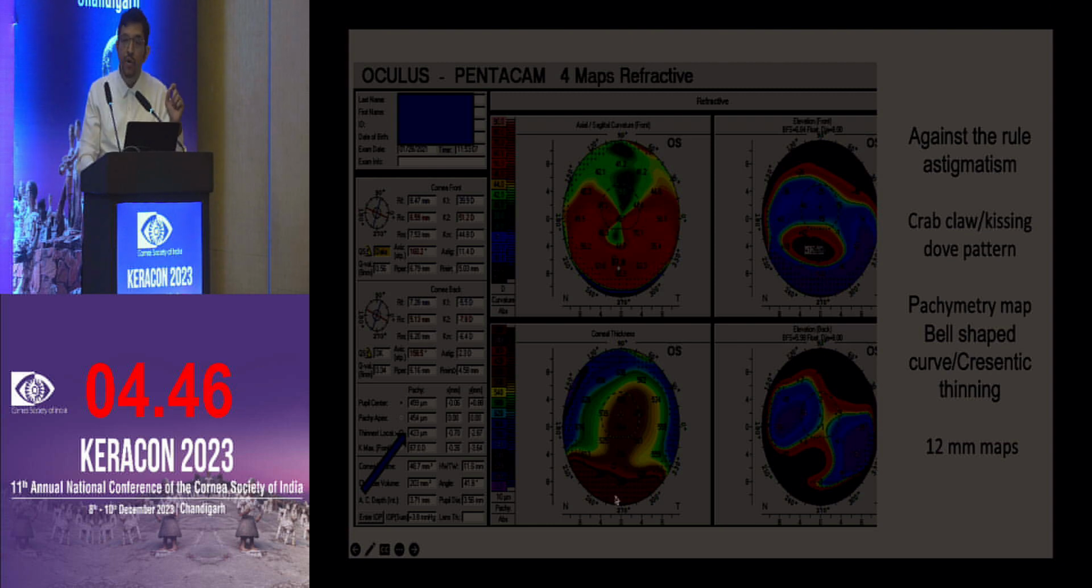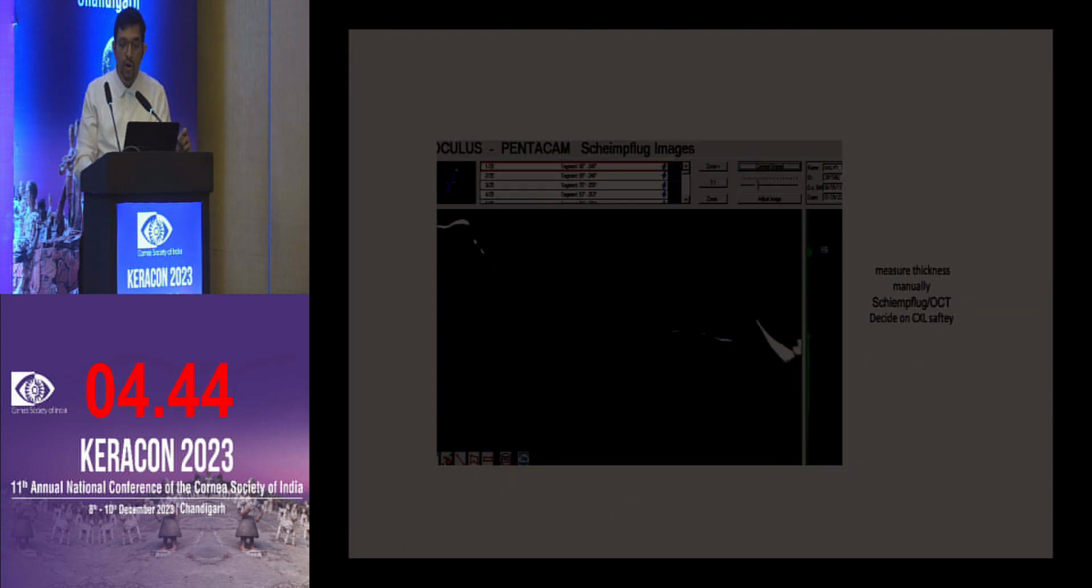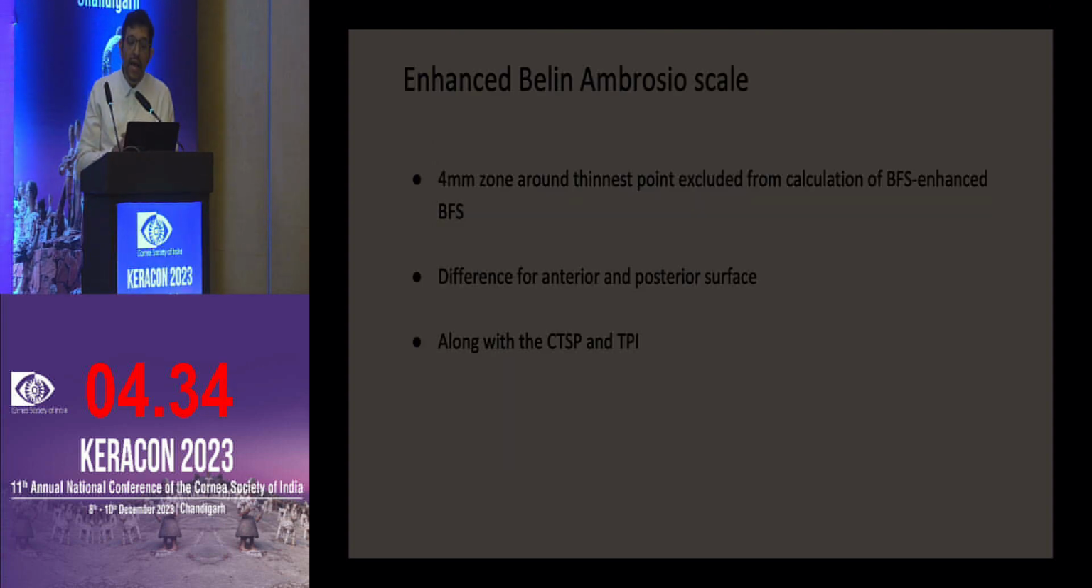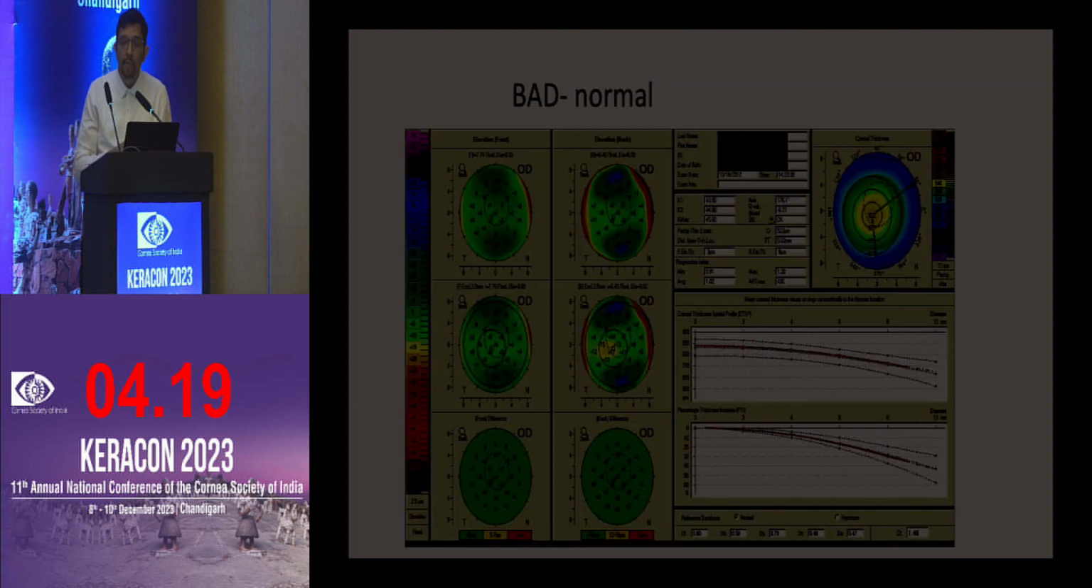So always, if you're doing a CXL for a pellucid marginal degeneration, look at the Scheimpflug or the OCT images to look at the thinnest point. Be sure that you have reasonable corneal thickness to plan the procedure as such. The enhanced Belin-Ambrosio display excludes the 4 mm thinnest point curvature, and then puts the best fit sphere. So the differences between the anterior and the posterior surface are a little bit more pronounced, and it gives you along with that a pachymetric progression indices to help us identify abnormal corneas and be careful.